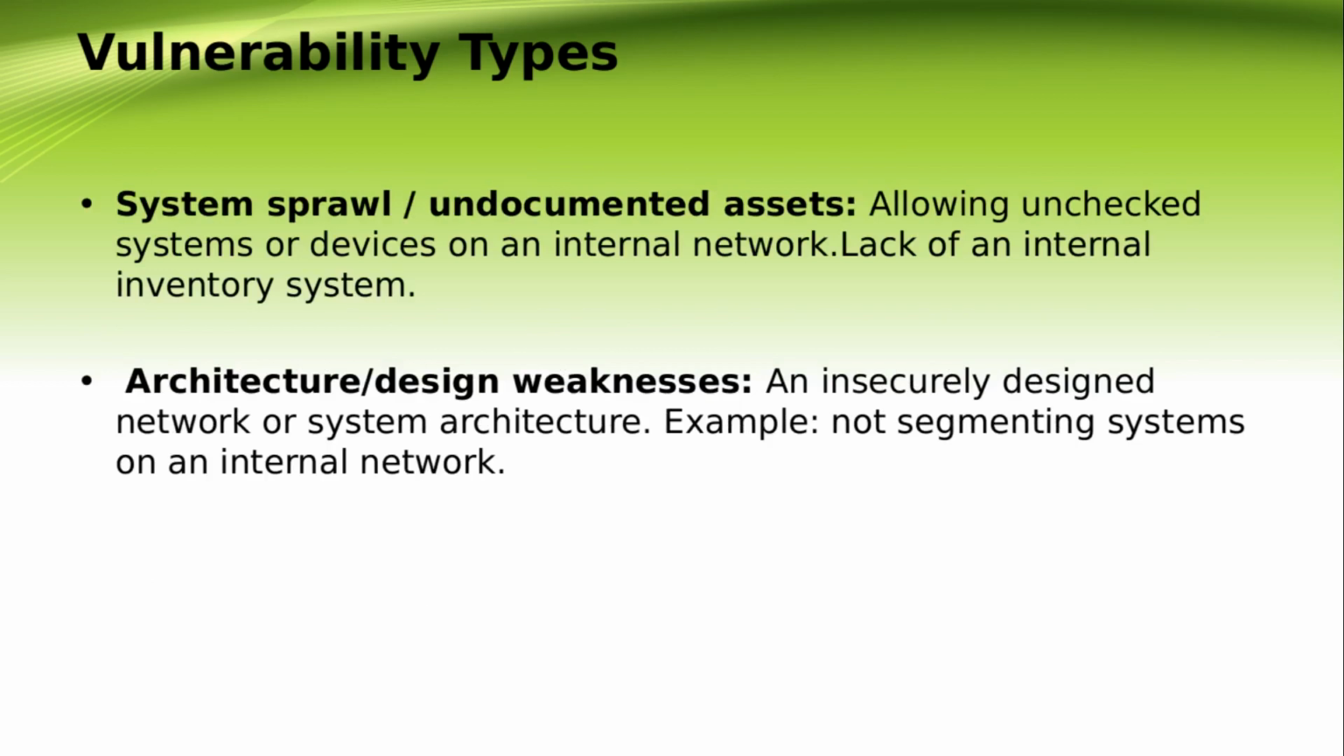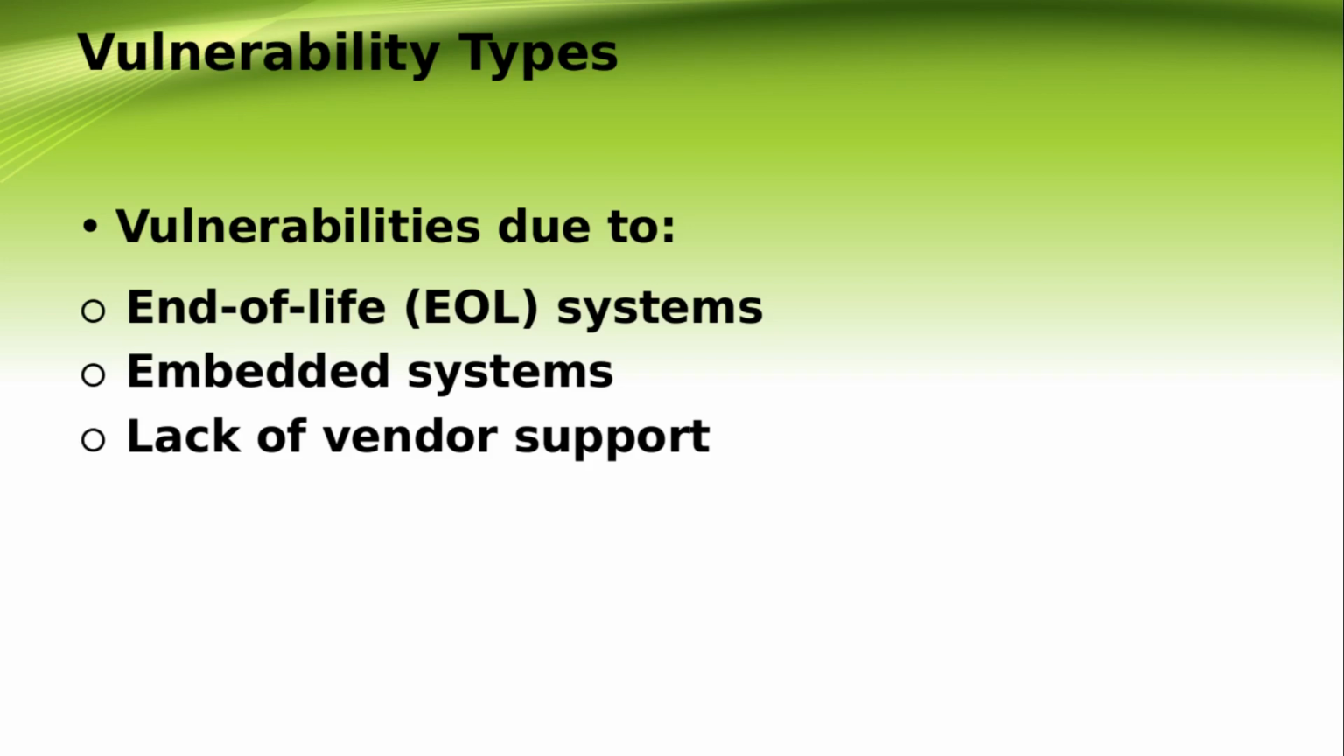Vulnerability types. System sprawl and undocumented assets: allowing unchecked systems or devices on an internal network, and lack of an internal inventory system. Architecture design weakness: insecurely designed networks or systems architecture. Examples: not segmenting systems on an internal network. Vulnerability due to EOL, end of life systems, embedded systems, lack of vendor support. These three main types are very important.